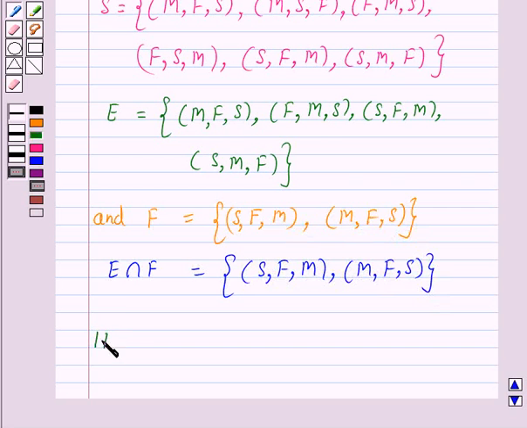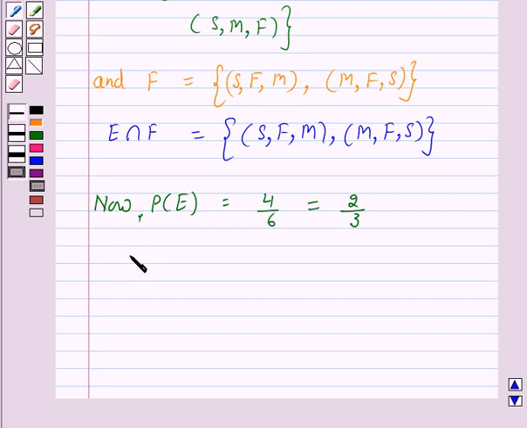Now, probability of E is equal to 4 upon 6, which is equal to 2 upon 3, and probability of F is equal to 2 upon 6, which is equal to 1 upon 3. And probability of E intersection F is also 2 upon 6, which is equal to 1 upon 3.